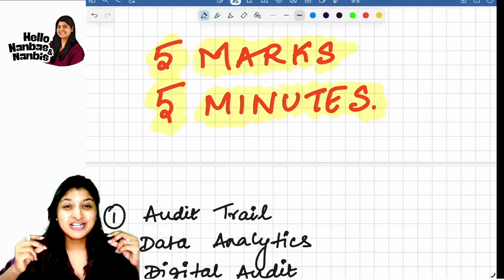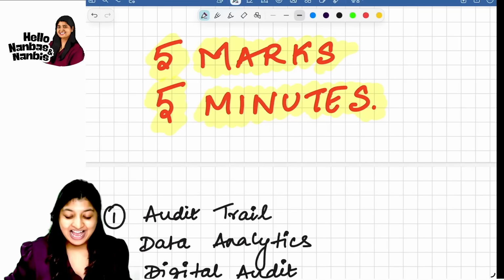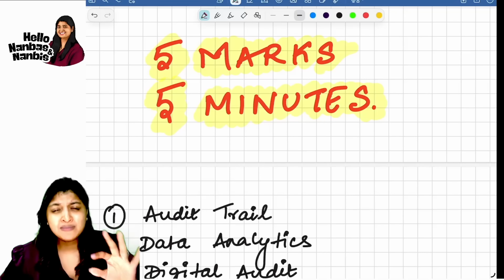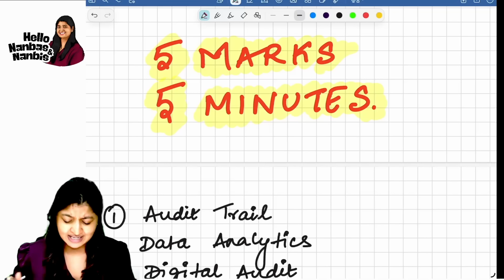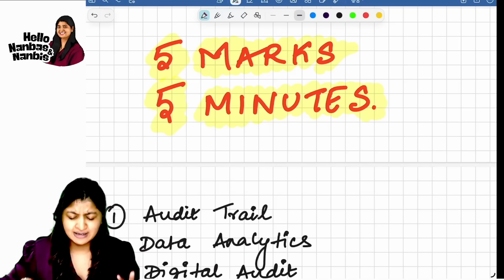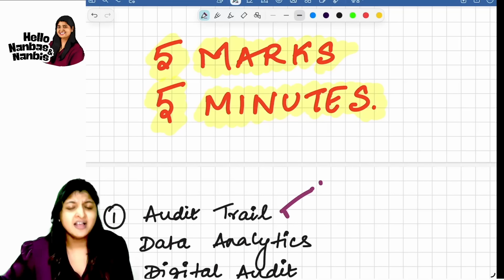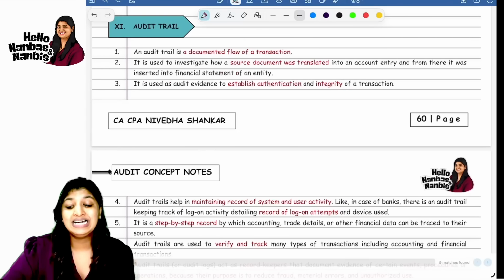I hope all of you are studying in full swing, and I am here with 5 different concepts where you're just gonna spend 5 minutes and it can fetch you 5 marks minimum in the examination, guys. Now, the first question, without wasting much time, let's enter into the subject. The first one is, what is audit trail?